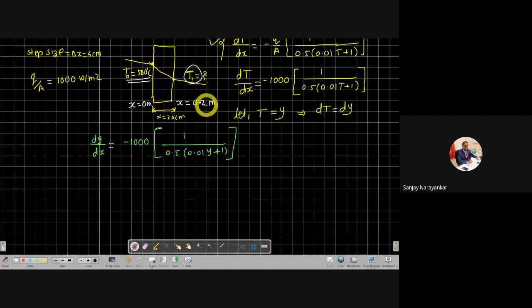Fine. And what else do we have? A step size, which is equal to delta x. Now what's the step size? Step size is nothing but h. Okay, step size, which is given. Now it is in centimeters. So can we write it as 0.04 meter? Is that correct?